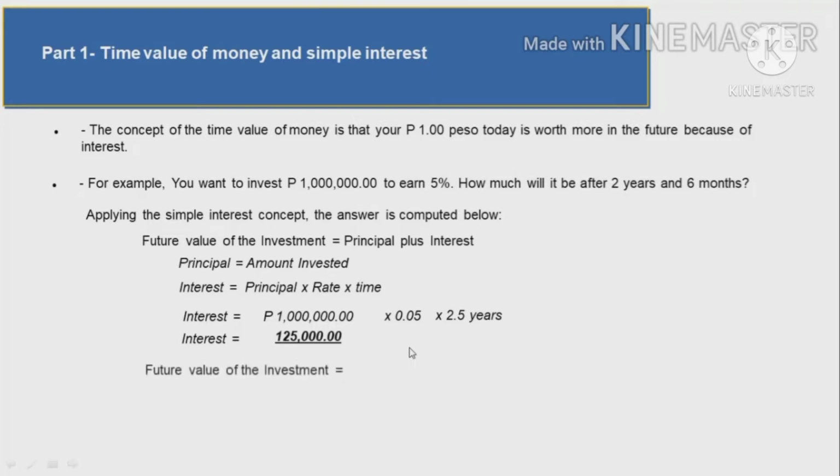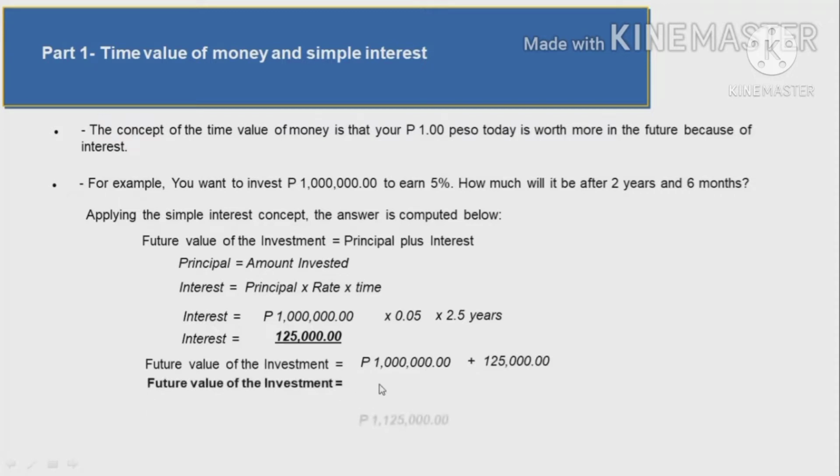125,000. So in order to get the future value of the investment, we need to add the principal of 1 million plus the interest of 125,000. We have 1,125,000. So that's it for part 1.